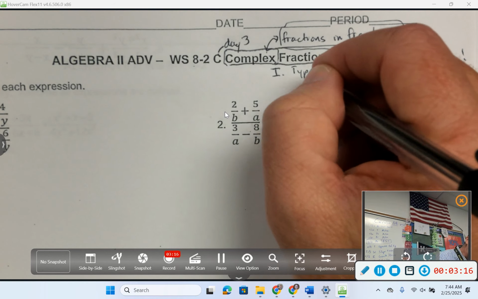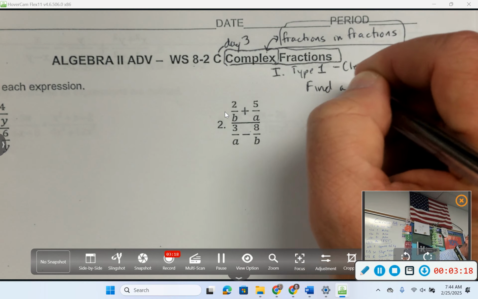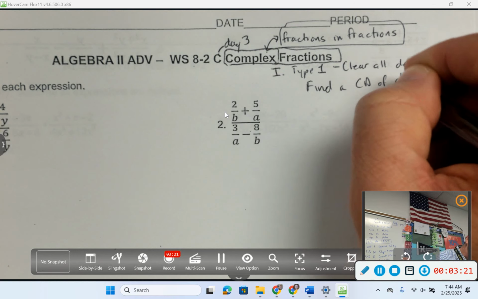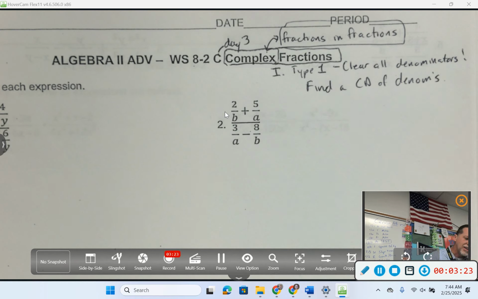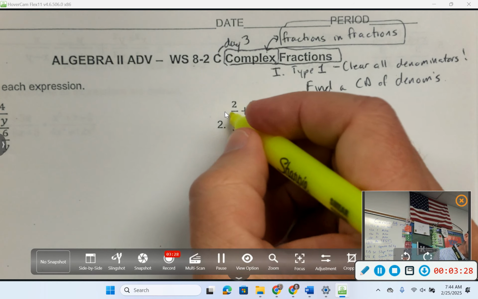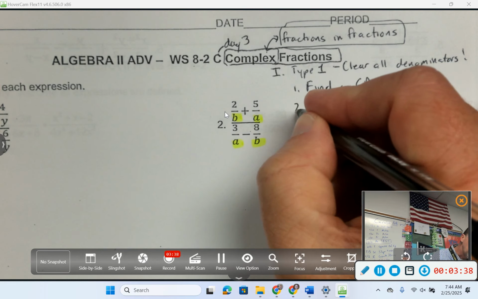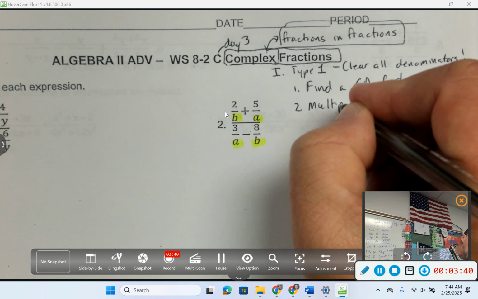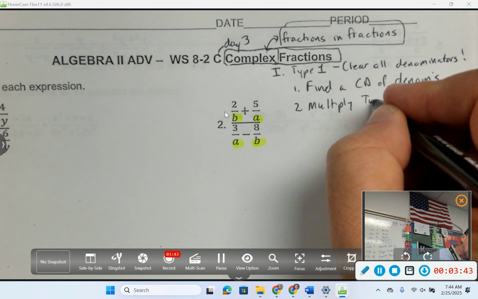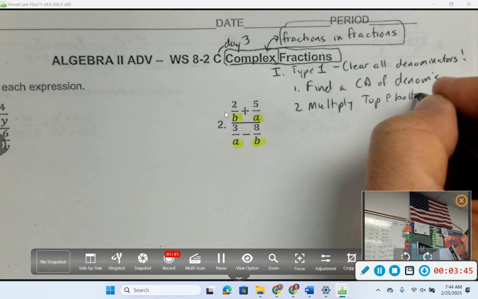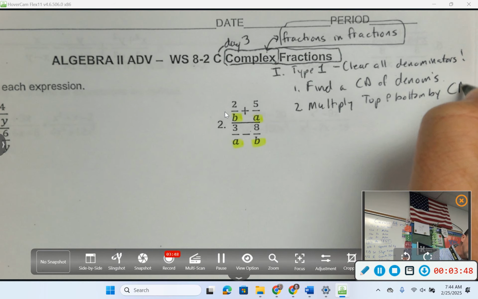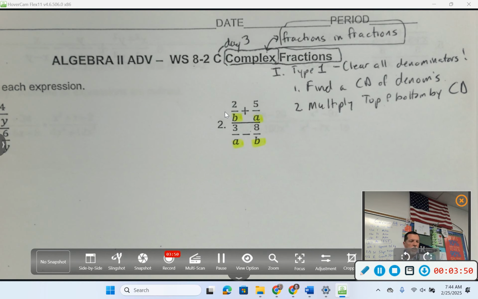So here's how we do that. We need to find a common denominator of the denominators. So yeah, we're looking at number 2. So I'm looking at my denominators. So AB would be the common denominator. Now we'll multiply top and bottom by whatever the common denominator is. In this case, AB.